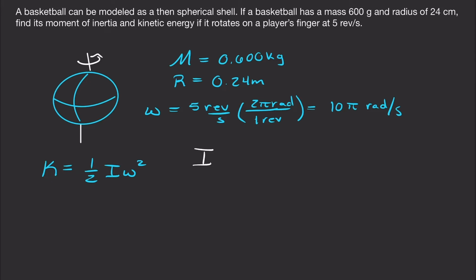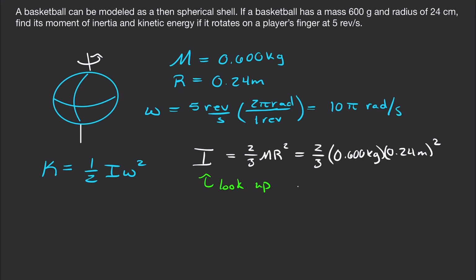So the moment of inertia for a thin spherical shell will be 2/3 mr squared. So this is something you would look up in a table or in a textbook. And then we can plug in, so 2/3 times 0.600 kilograms times 0.24 meters squared. This gives us a moment of inertia of 0.023 kilogram meter squared.